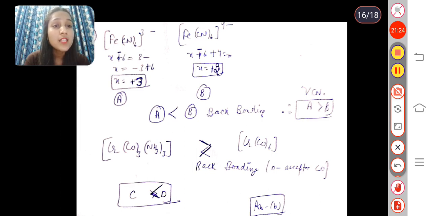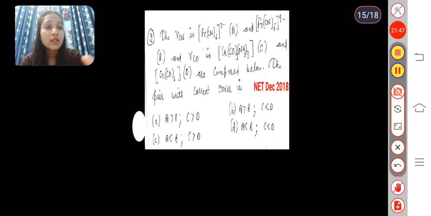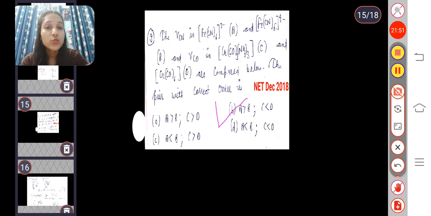So if back bonding is better in this complex, then ν(CO), the stretching frequency for CO, is higher in D. This is because the metal-carbon bond strength increases with back bonding, and the CO bond itself is weakened with back bonding. So your correct answer is option B, this one. This is our correct answer for this question.